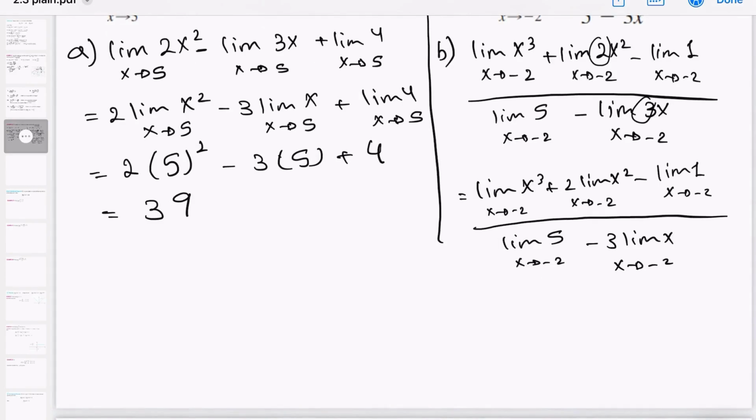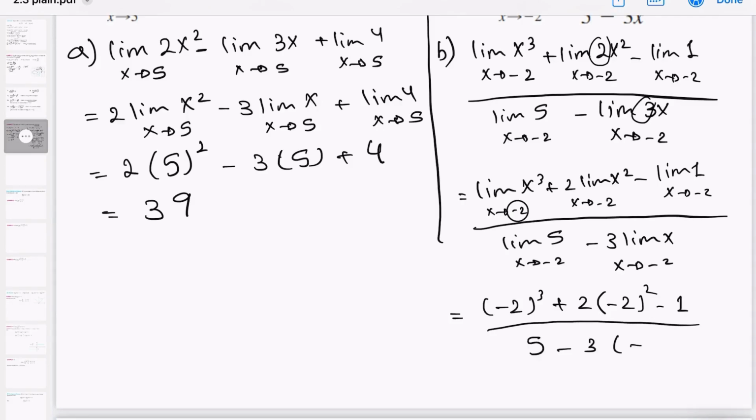Now I can just use law 8 and 9 and 7 and do the direct substitution of minus 2 in the x to power 3. This will give us minus 2 to power 3 plus 2 times minus 2 to power 2 minus the limit of the constant, just itself, 1, over 5 minus 3 times minus 2. This will give us minus 1 over 11.